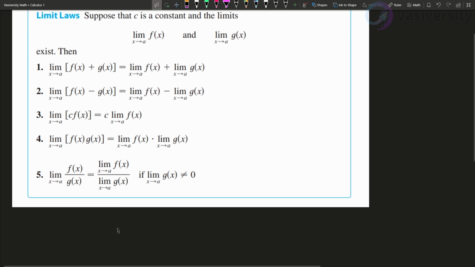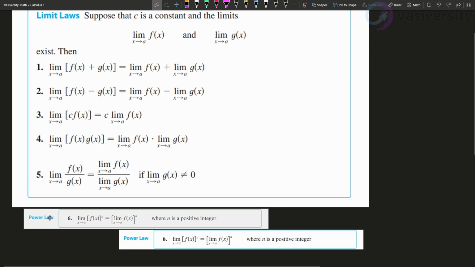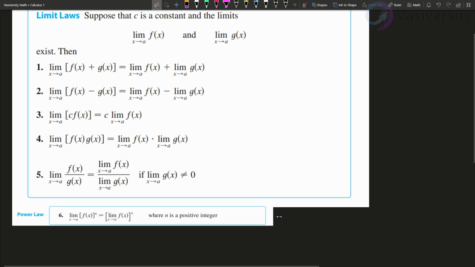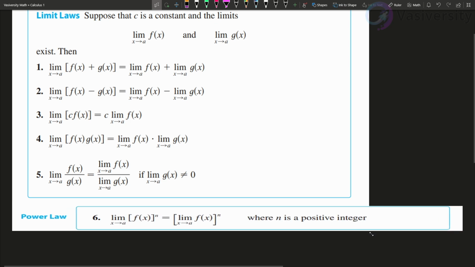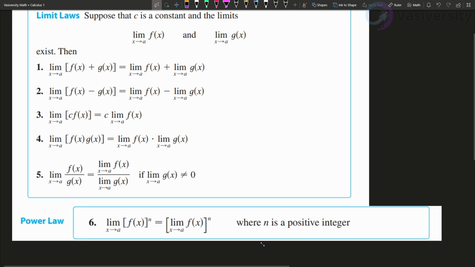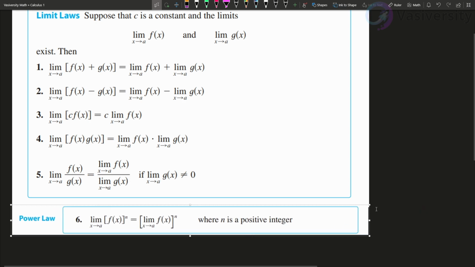So the sixth law is going to be the power law. The power law is essentially the law of power. So if we have the limit of f of x to the power of n, then it's going to be the same thing as first taking the limit of the function and then raising it to the power.